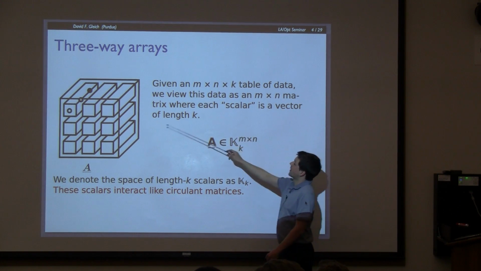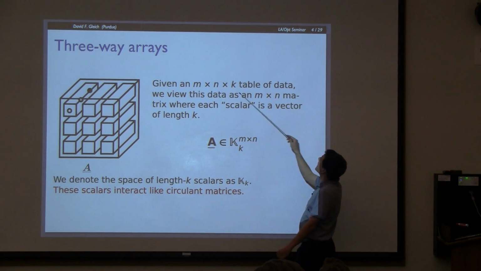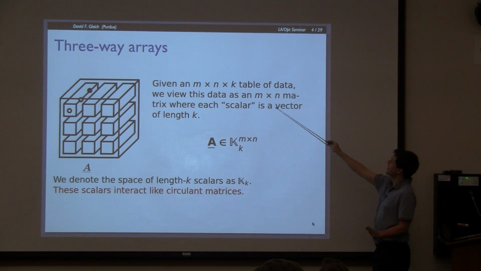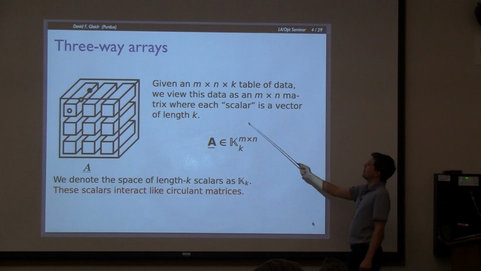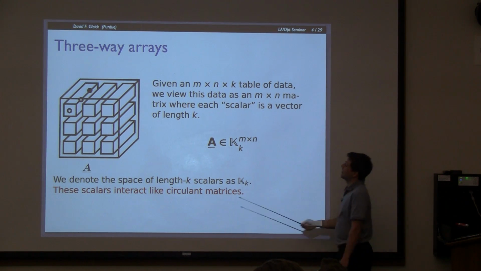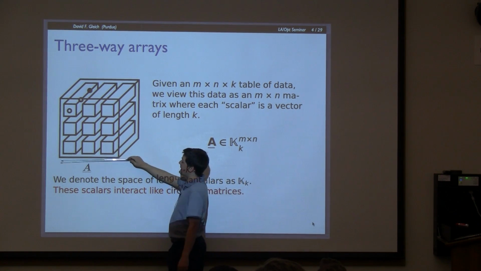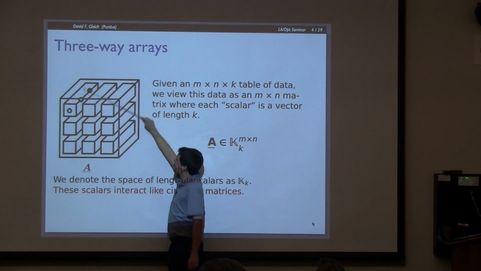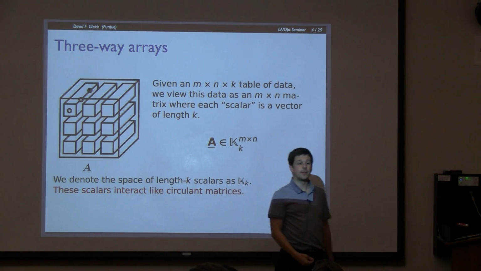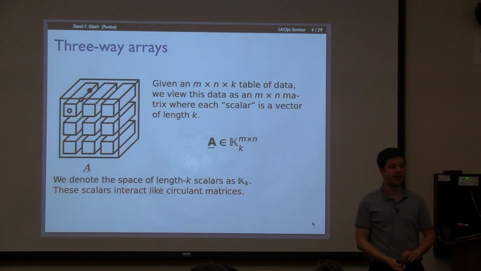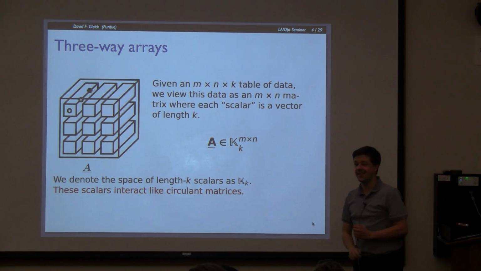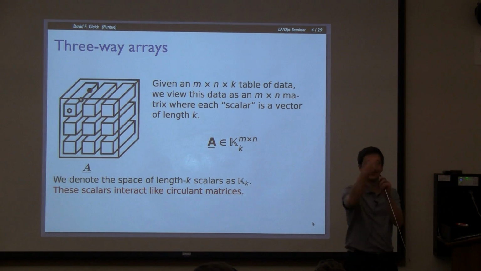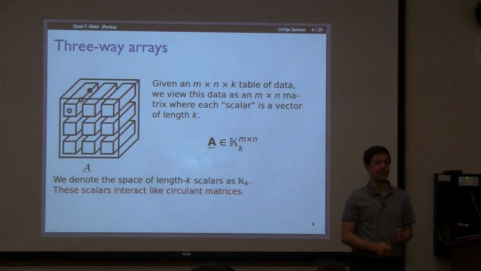So we're going to take a cube of data, an m by n by k table of data, and we're going to look at this as a matrix, an m by n matrix, where every scalar has length k. So here's a nice little picture. We've got our cube of data. We're going to take things in this dimension and look at them as scalars. Some people call these tubes or fibers. I just think of it like this picture, and the stuff going into the board is the depth of your scalar.